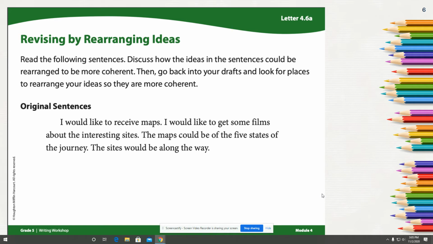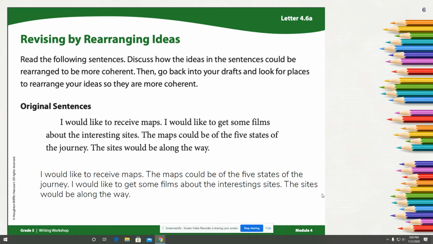One of the best ways to rearrange these sentences is to make it all come together like this. I would like to receive maps. The maps could be of the 5 states of the journey. I would like to get some films about the interesting sites. The sites would be along the way. Notice how I rearranged those sentences to make the information flow better? What do you think? Was your answer similar to mine? Whenever I rearranged these sentences, it kept the ideas together, and in turn, the sentences and passage flowed easier.